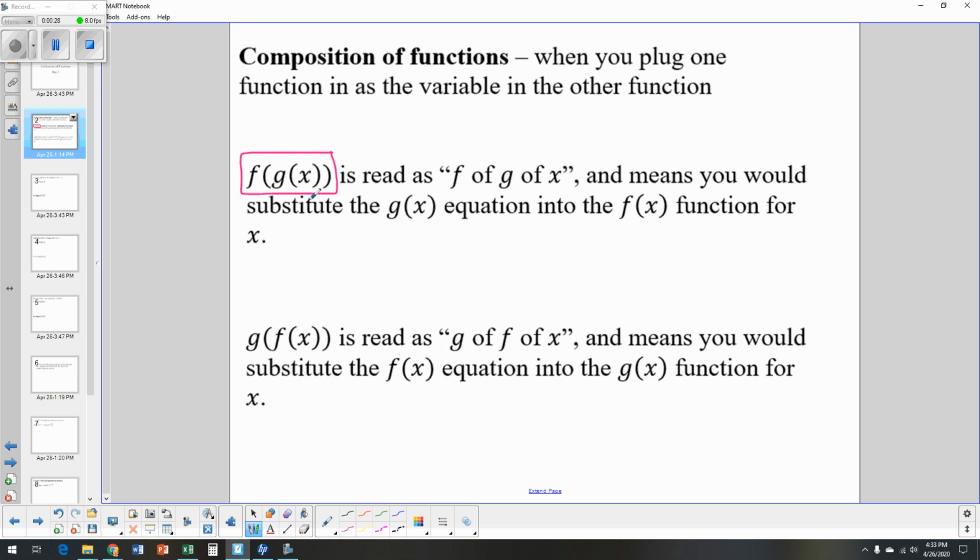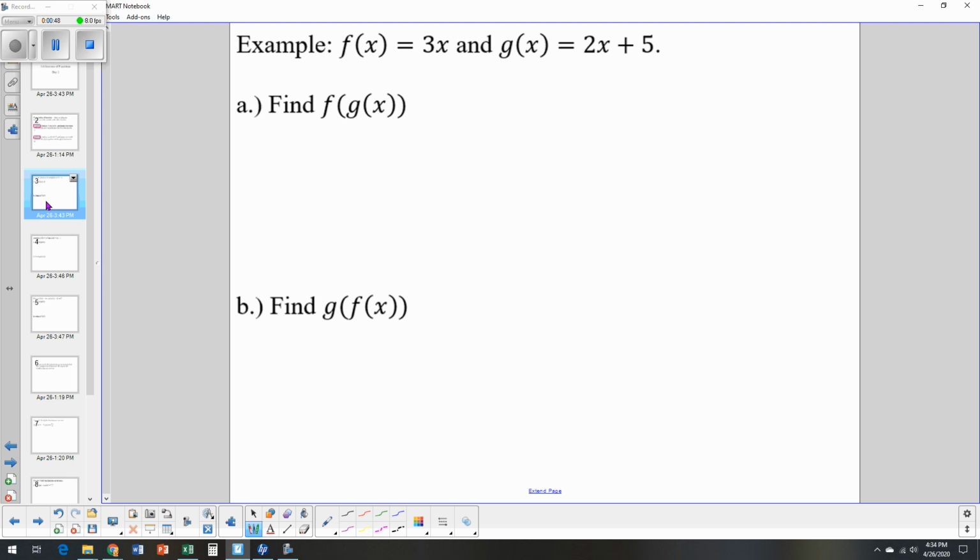So that means I would be plugging in the equation that is g of x for the variable in f's function. Then we would have g of f of x. In that case, the f function, the f equation, is going to be plugged in or substituted for the variable in the g function. So let's look at what that actually is.